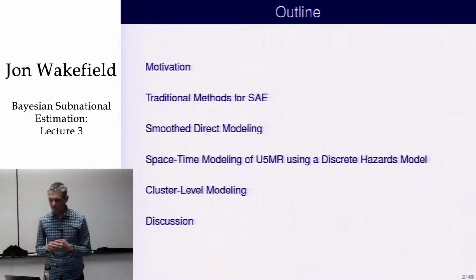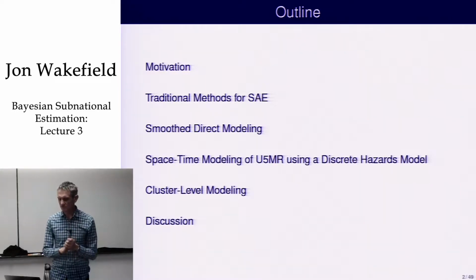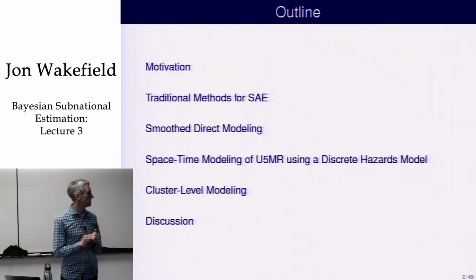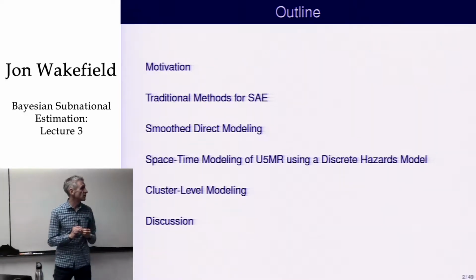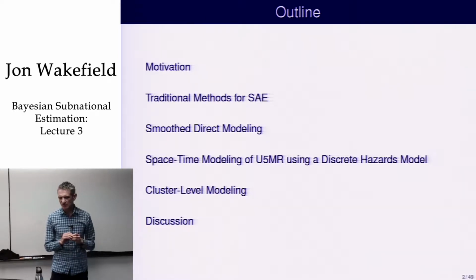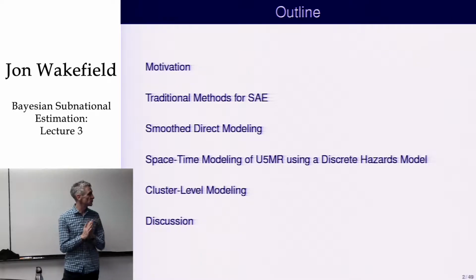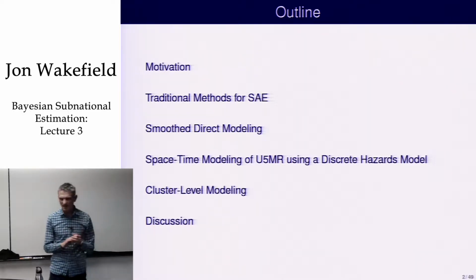So I'm going to start by motivating the problem we're trying to solve in the methods I'm going to describe. I'll first describe traditional methods for small area estimation. Then I'll talk about smooth direct modeling, which is a particular approach to modeling, before talking about space-time modeling of under 5 mortality. That's going to be an overarching aim of this talk, how to estimate under 5 mortality subnationally in a low and middle income countries context. And so to do that, we need to learn a bit about survival models. Then the next section will be on an alternative approach to smooth direct modeling, cluster level modeling, and I'll end with a discussion.